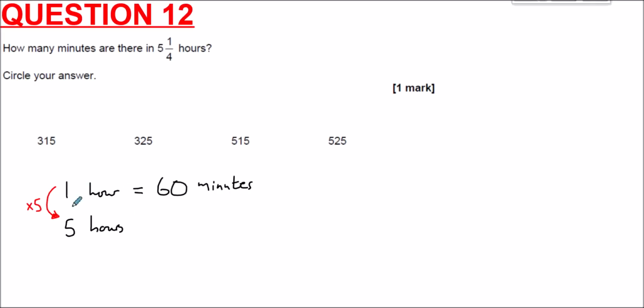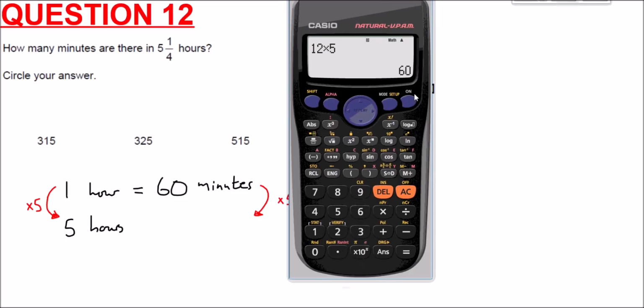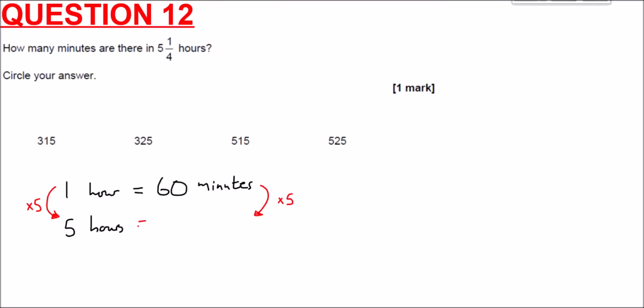And so if we multiply this side by 5, we'll need to do the same to the minutes. 60 multiplied by 5 would give us 300. And so 5 hours gives us 300 minutes. And a quarter of an hour, if you're going to be a quarter of an hour late, or a quarter of an hour really, a quarter of an hour is a quarter of 60, which is 15 minutes.